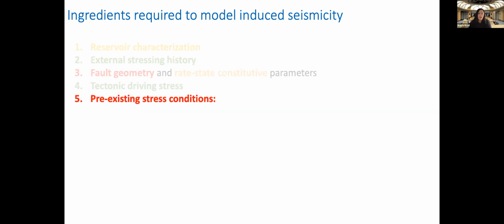And finally, we need some estimate of the pre-existing shear stress conditions on fault surfaces. And so this pre-stress field is a representation of the stresses that are on the fault surface that accumulate over a long time due to the interaction between things like tectonic stresses, fault roughness, and complex fault geometries, and then the stress changes from past earthquakes.